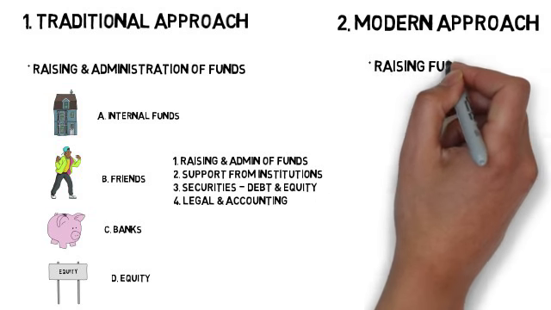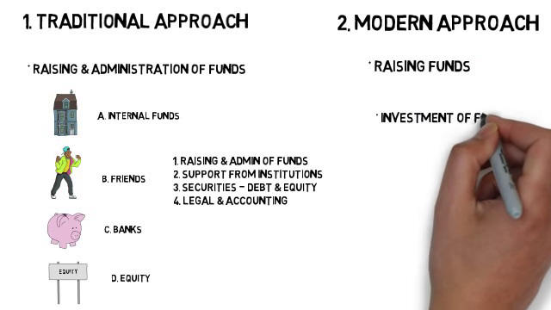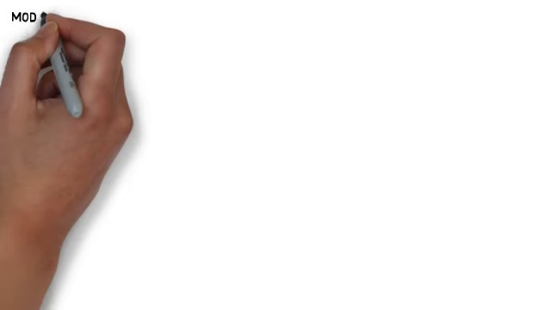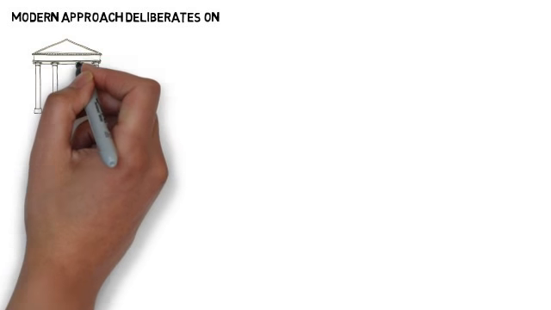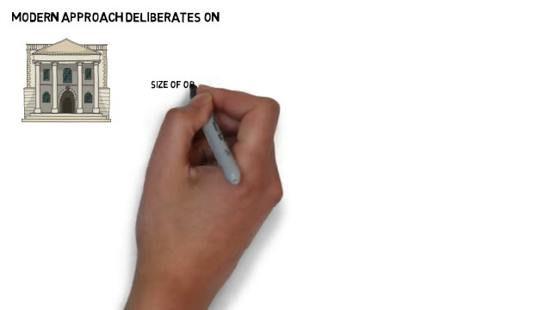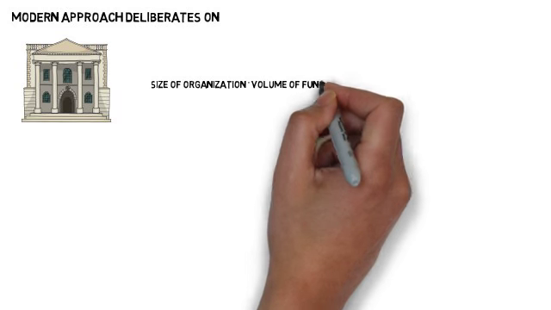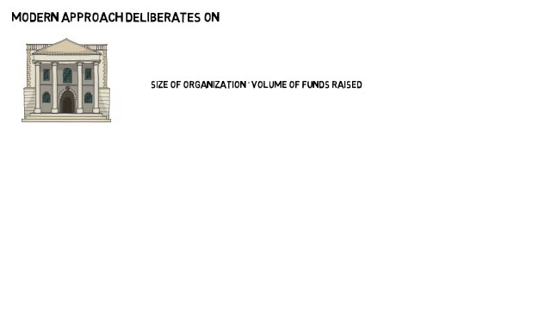Now the modern approach focuses on raising funds as well as investment of funds. The modern approach deliberates on the total volume of funds to be raised, which determines the size of the organization. An example would be Jyoti Laboratories, which went public by issuing shares in the capital market. The total volume of funds issued was rupees 500 crores. At the same time, Reliance Power's total volume of funds in their public offering was about 12,000 crores. So here we see two companies with diverse volumes of funds.